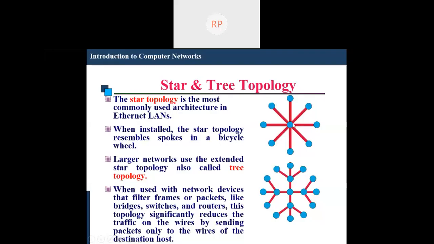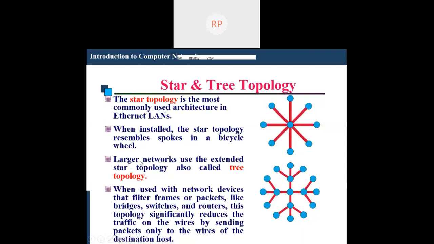Next, star and tree topology. This is the representation of star topology. Star topology is the most commonly used architecture in Ethernet LAN. In our college also you follow the star topology. When installed, the star topology resembles the spokes of a bicycle wheel. This is your main central hub, and those are the nodes connected. Whenever a node wants to communicate with another, it sends a request to the central hub, which then forwards it to the next. Like that, all the communication happens via the central hub.